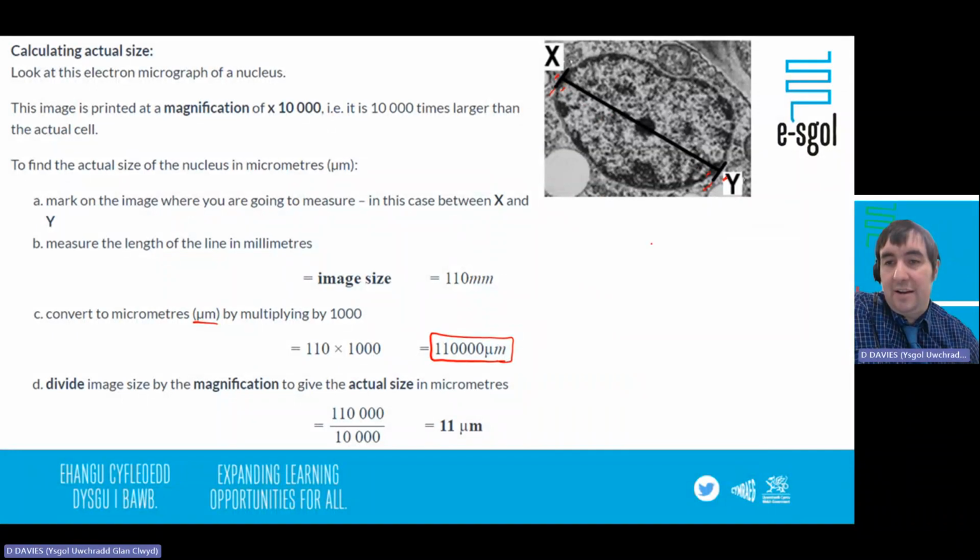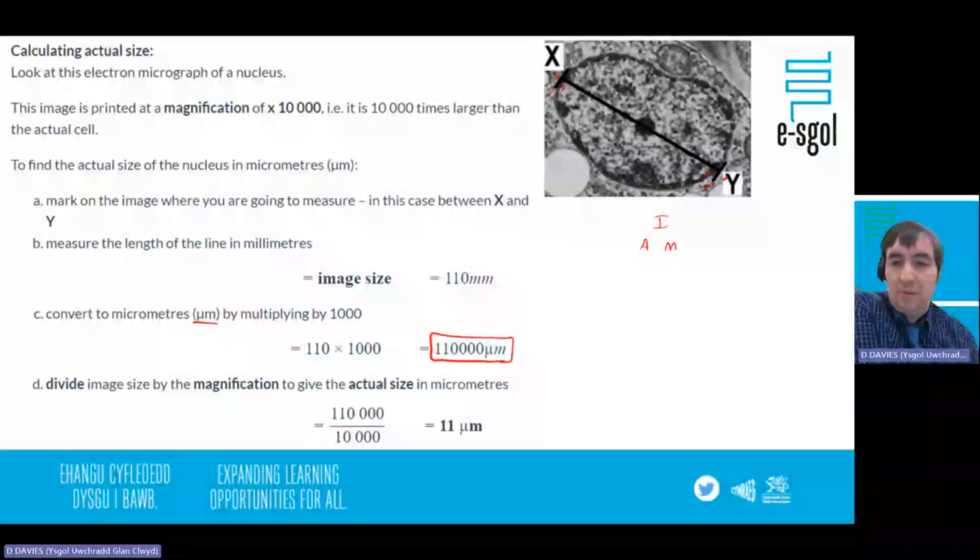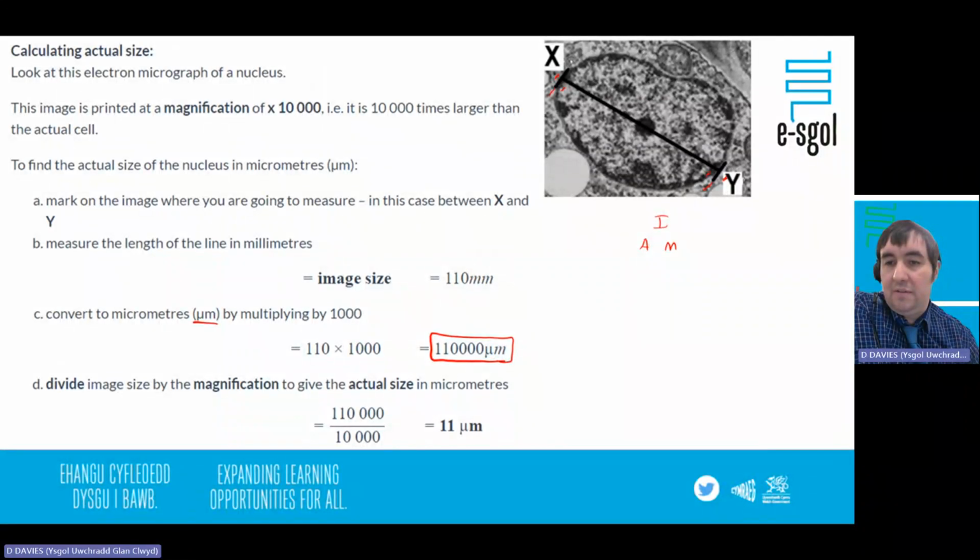That is I. And remember, I over M. I want to work out the actual size, so if I cover that, it's image divided by magnification. I've worked out the image size, and the magnification that I've got out of the question is 10,000. So the actual size of this nucleus is 11 microns long.